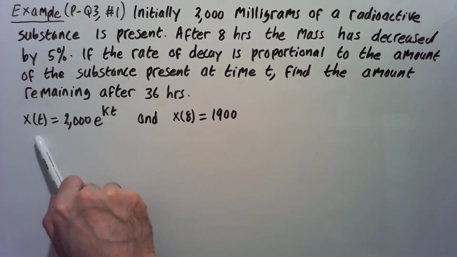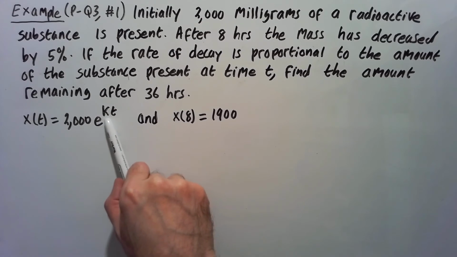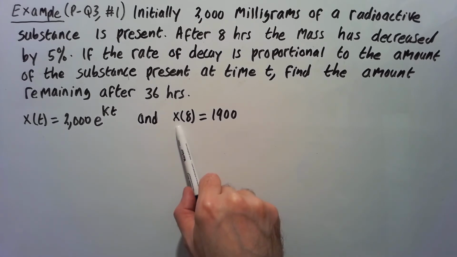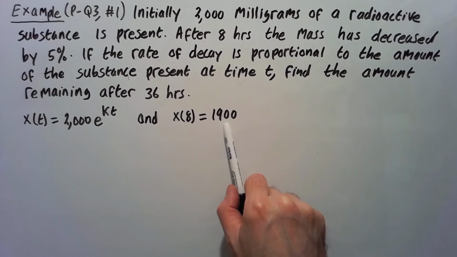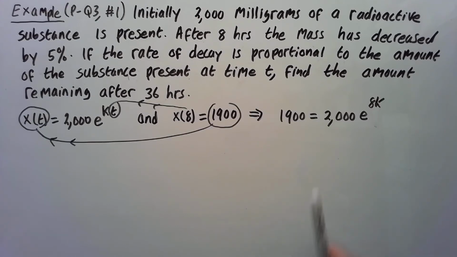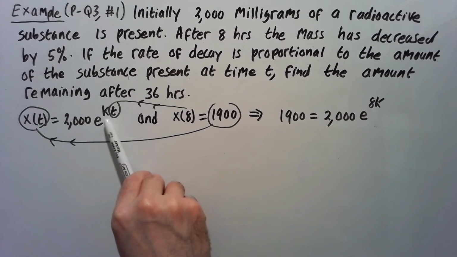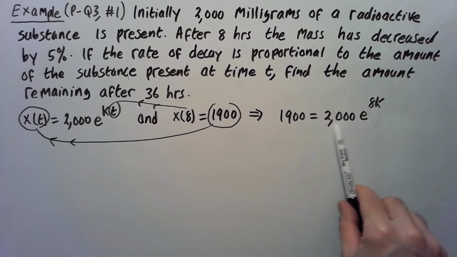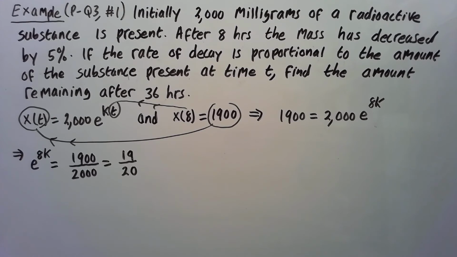Okay, so summarizing, we have x of t equals 2000 e to the kt. We still have to find this k, but we also were given that x of 8 is 1900. So let's use that one next. Putting 1900 in place of x of t and 8 in place of t, we have 1900 equals 2000 e to the 8k. Let's divide both sides by 2000. 1900 over 2000, two zeros cross off, is 19 over 20.